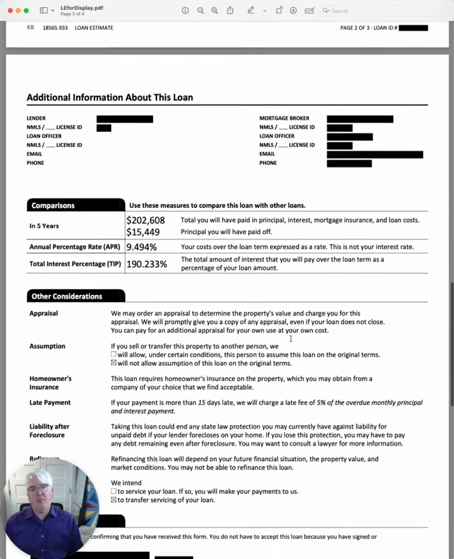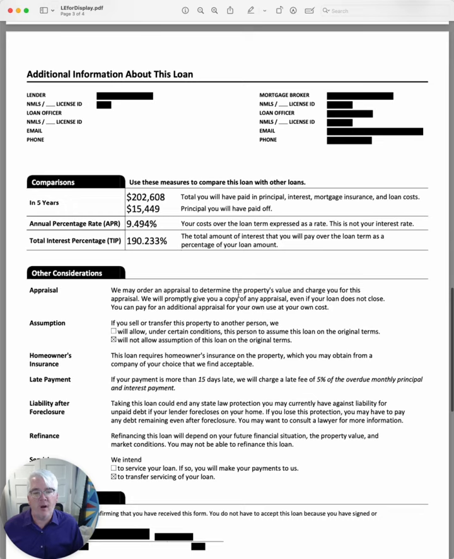Moving on to the next page, this is the page that most loan officers don't like to talk about because it shows you how much somebody's going to be paying in interest. So over 5 years of payments on this note at 9%, the borrower's going to pay $202,608 in mortgage payments, and that's principal, interest, mortgage insurance, and loan costs. And they will only have paid off $15,449. It's always in your best interest, if you can put a little bit more towards the principal every month, which is your choice, you can accelerate all kinds of things that way.